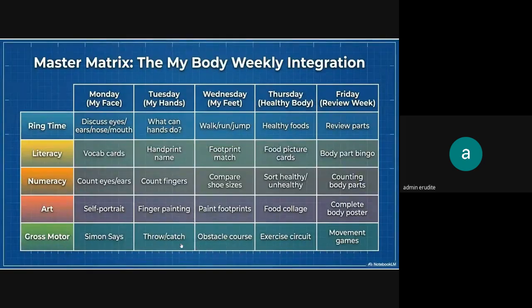Ooh, what happened? Can you see the screen, Shanae? Yes, yes, the screen is visible. Okay. I don't, because it just went blank on my side.